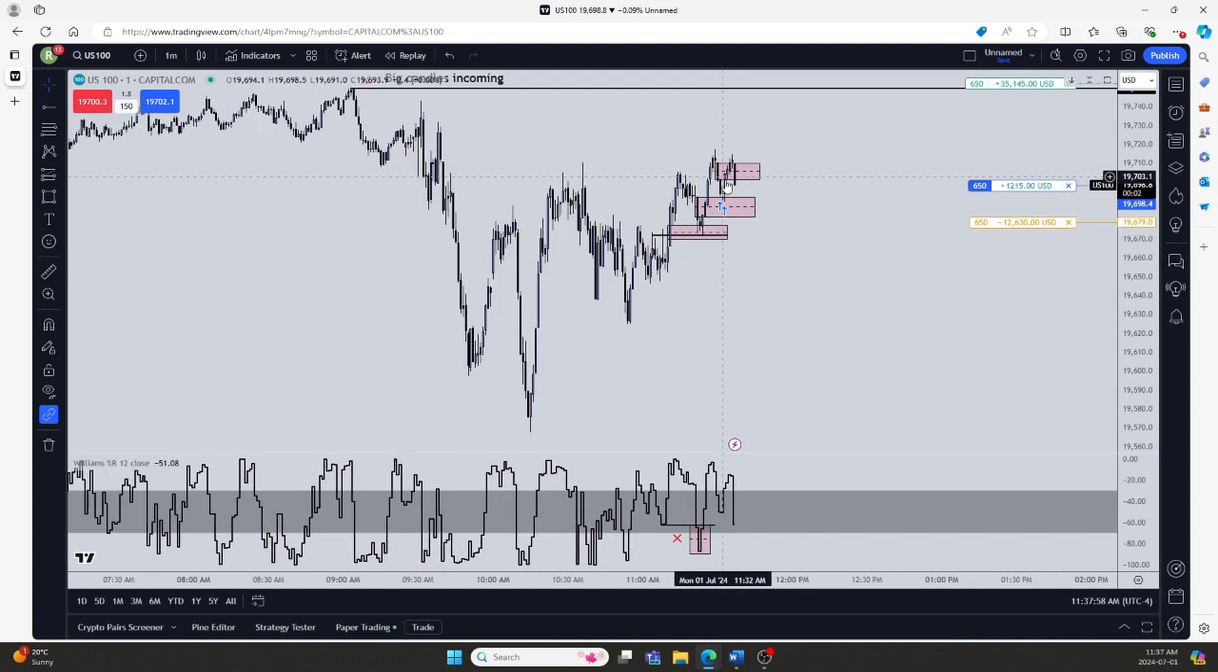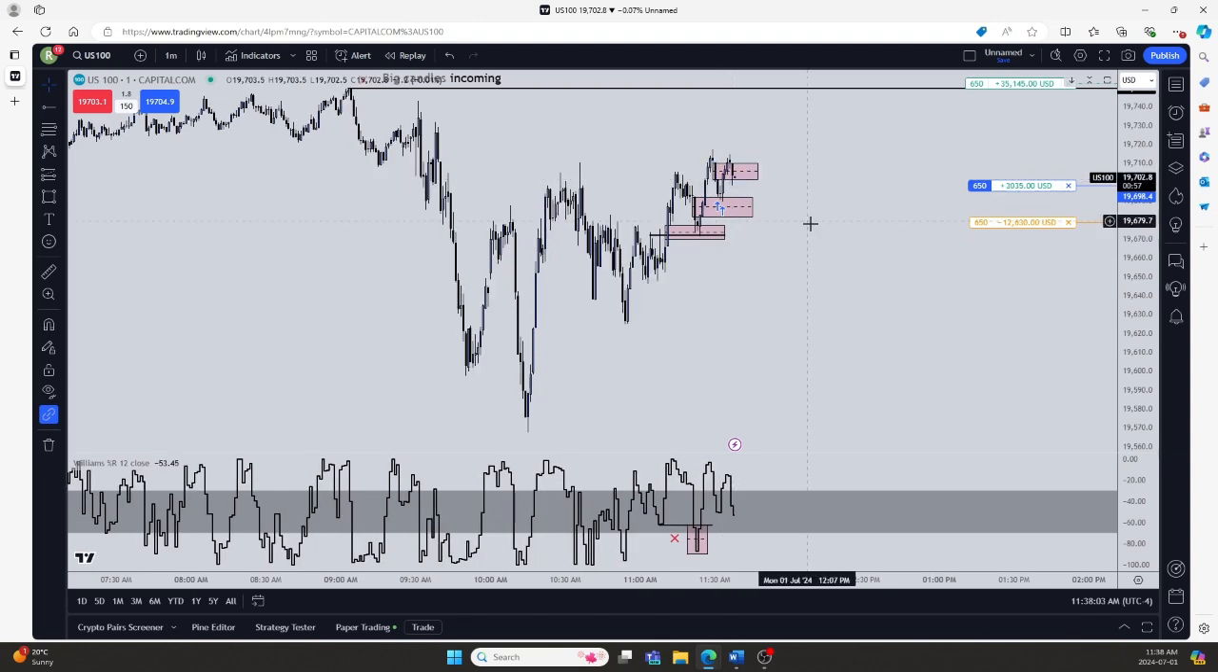Really don't want to see price close below this balanced price range here, because we closed above it, and if we close below it, that's not ideal. So this is good here. The fact that we did not close below this balanced price range, that's what we want to see.